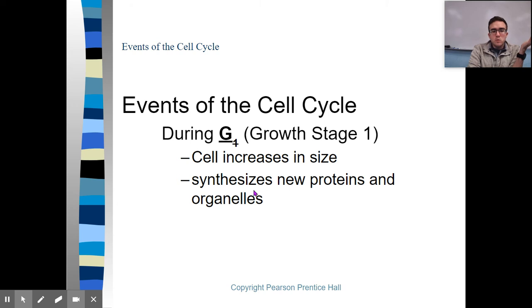So during G1, growth stage 1, there's really 2 things. The cell's increasing in size, and we're making new proteins and organelles. Because when we divide the cell, we also have to make sure each cell has enough mitochondria, or chloroplasts in plant cells, or Golgi apparatus, the endoplasmic reticulum. We have to make sure that there's enough of that to go for both cells. So we have to make all these new things to feed both cells. So that's happening during G1.